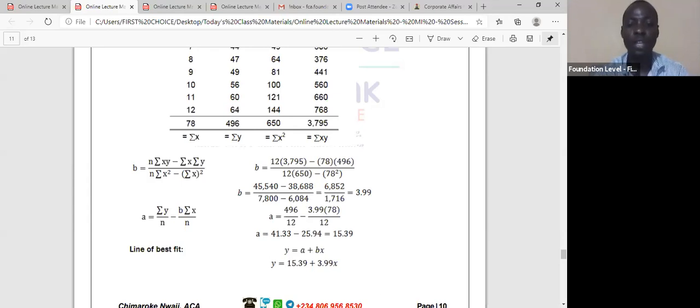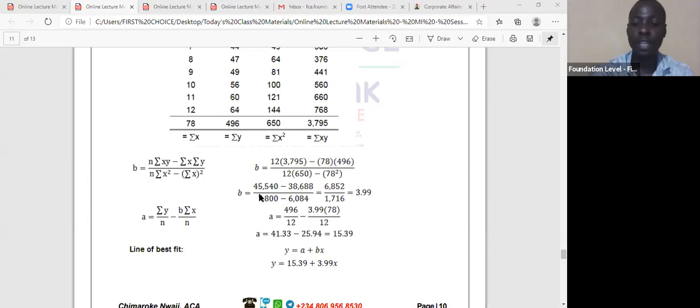So what you now do, let's do it together. I prefer to do it like this. Look at the numerator. You say 12 multiplied by 3795. Got in your figure, I got 45,540. Done that. Do the second one. 78 multiplied by 496. See, we've gotten 38,668. You do the denominator, 12 times 650, we got 7,800.